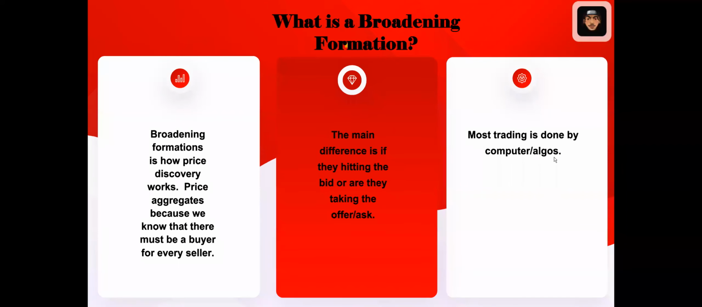Now, broadening formations. What is a broadening formation? I didn't put it on here, but people ask why they are useful. Broadening formations are the support and the resistance of the strat system. That is our support and resistance.